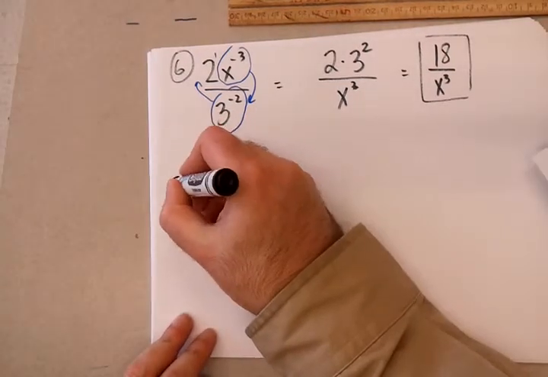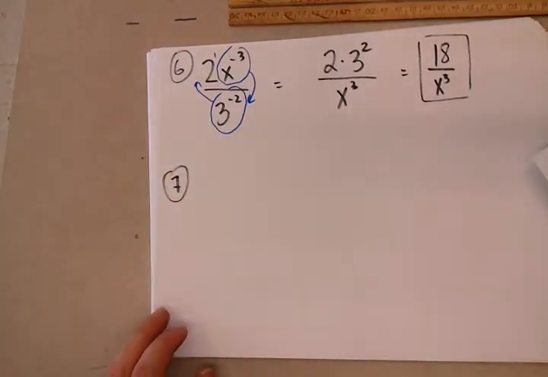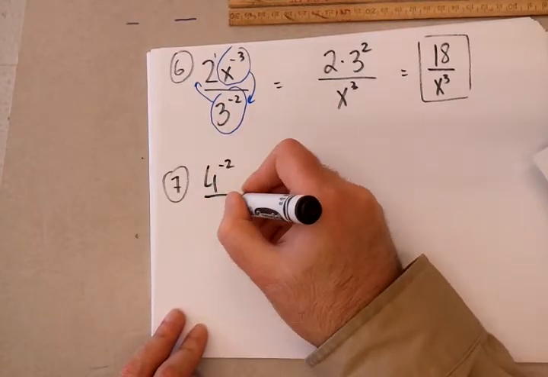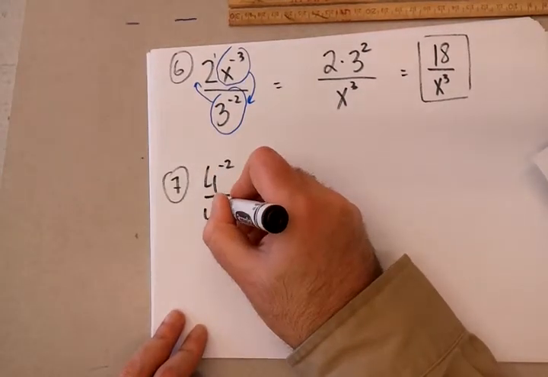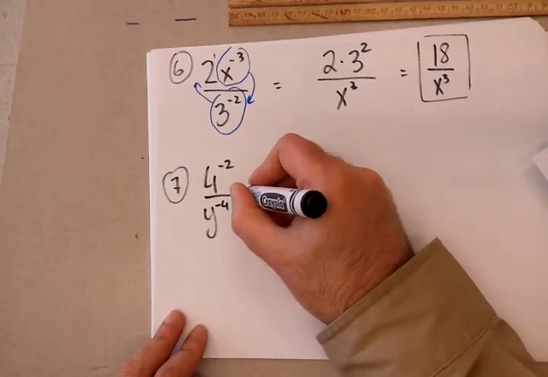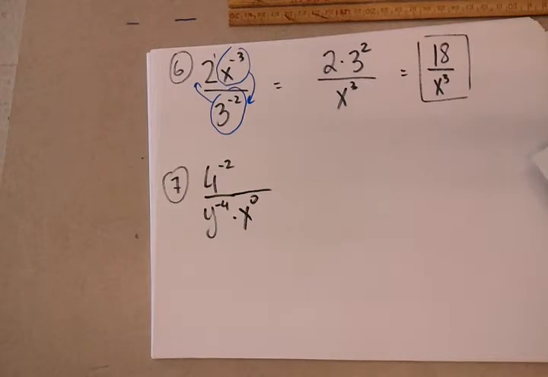And the last problem, number 7. We have 4 to the negative 2 all over y to the negative 4 times x to the 0. Again, very similar to the last problem. I just threw in the x to the 0 to test you on the property of 0 for the exponents.